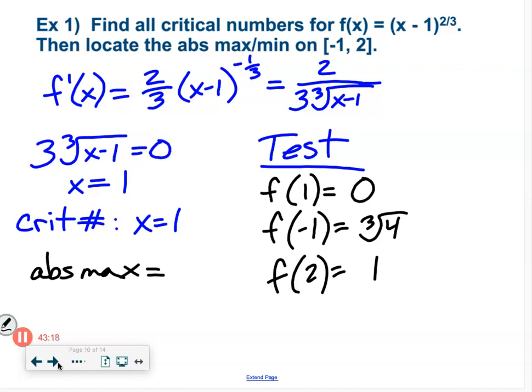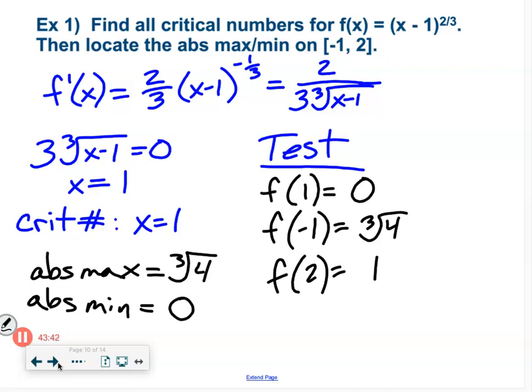Are you sure it's a cube root of 4? Yes. Why? To make something bigger, it has to be bigger than 1. Very good. And 1 is the cube root of 1, right? Okay, so the cube root of 4 is going to be bigger. All right, what's the absolute min? There shouldn't be any controversy here. 0. Done. Y values. That's it.